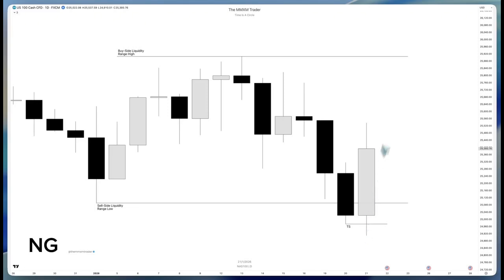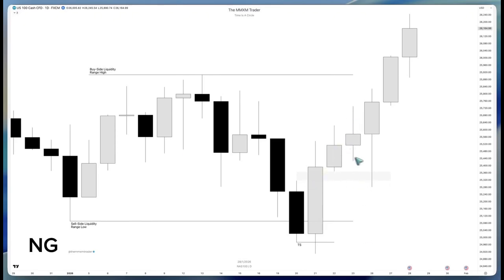The PD arrays that form post this as we trade higher can be used for buying, because we're not expecting this low to get taken again, because this is how a low will form. And then we have an FVG here, and the market runs and trades up above the buy side on the range high.